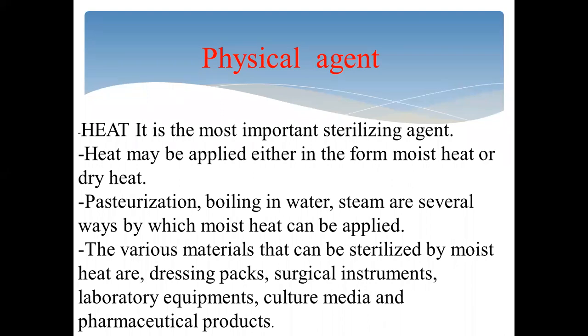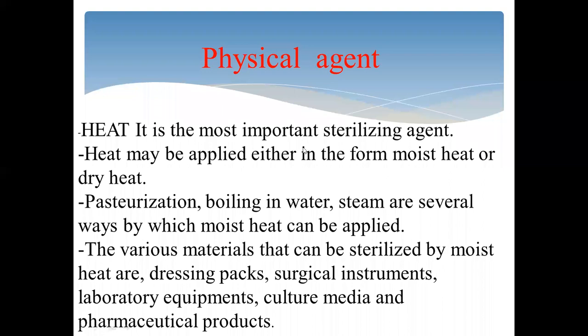Physical method, in which there are three types: heat, radiation, and filtration, in which heat is divided into two types: dry heat and moist heat. In dry heat sterilization, there is the hot air oven. In moist heat sterilization, sterilization is done using an autoclave. In radiation, there is one type of radiation, and in filtration, sterilization is done using various types of filters, such as the membrane filter. Also tyndallization and pasteurization. These processes are also involved in sterilization.